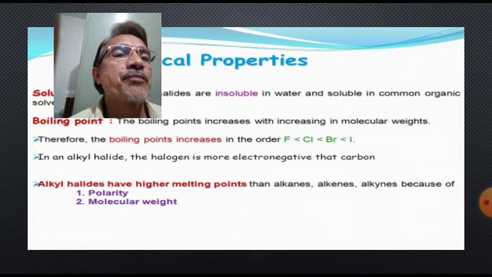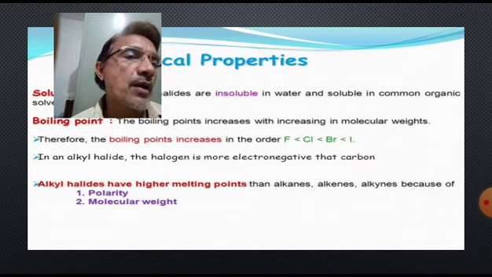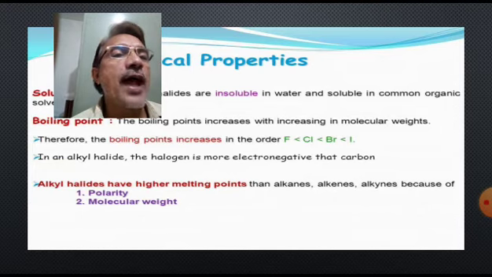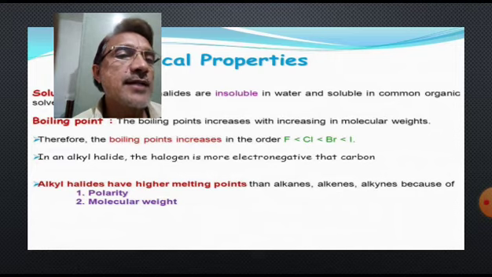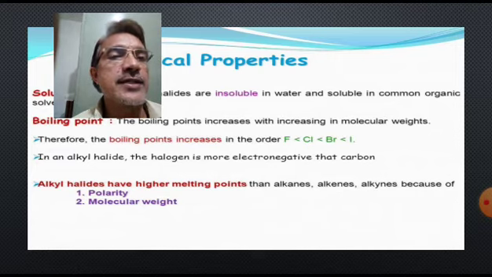Among the methyl halides, methyl iodide will have the higher boiling point. As the atomic weight of the halogen increases, molecular weight also increases. As a result, boiling point also increases.